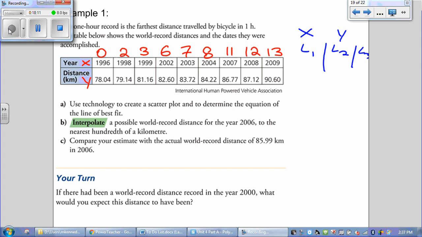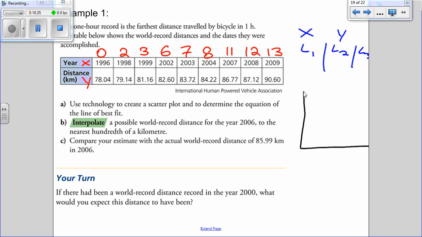So you should have checked it. You should have a graph that looks somewhat like this. Mine is dot, dot, dot, dot, dot, dot. Kind of like that. Just a little far apart. Great.